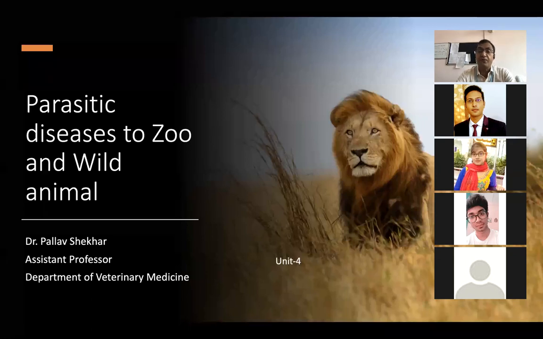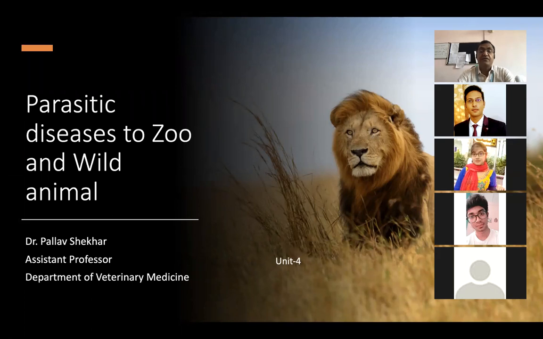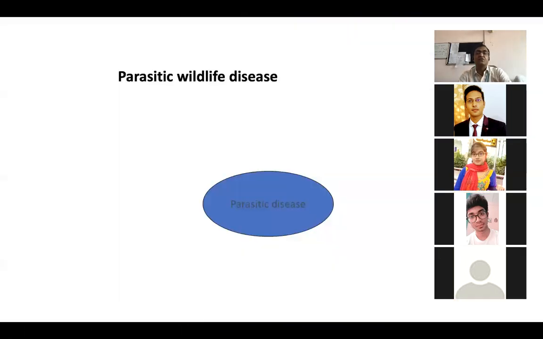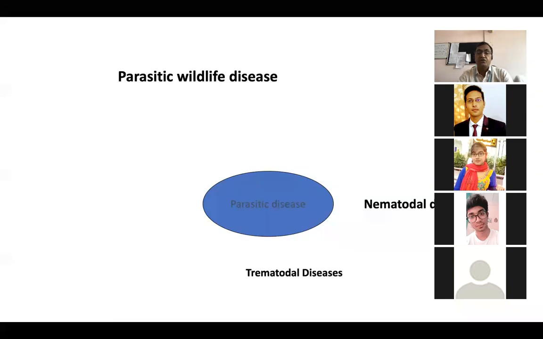Most of the nematodal worms I have not taught you yet, so they will be dealt with in Unit 6. Nematodal worms are there, in which the strongyles are very important, and your herd worm too. So parasitic and wildlife diseases, I have given just a look here. It may be nematodal in wild, domestic and companion animals. We will discuss one by one.